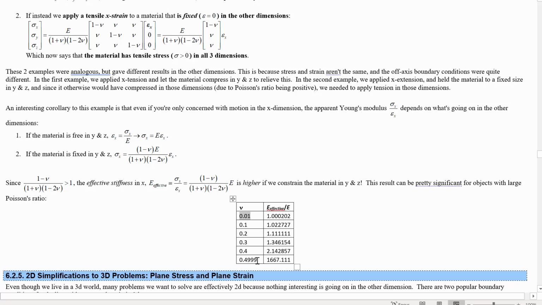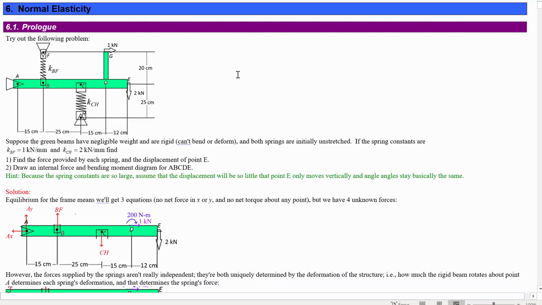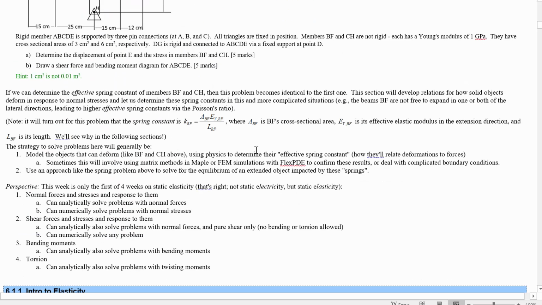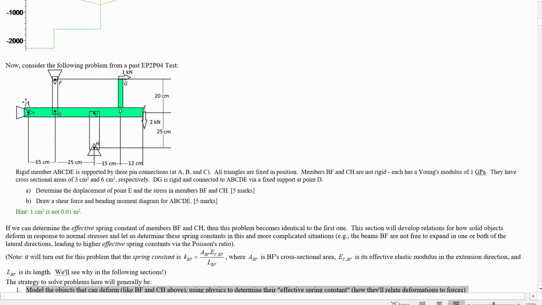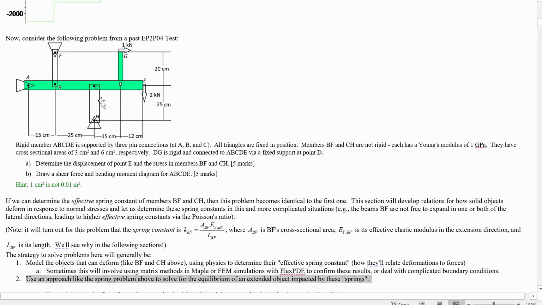What's going on in Y and Z will affect what's happening in X. This idea of effective stiffness is useful for figuring out the effective spring constant and points out how we can have complicated relationships for that depending on what's going on in Y and Z. So remember at the beginning, the introduction to what we're doing this week is to first figure out the effective spring constant of the beams that are supporting our main beam, and then use geometry and statics to figure out how this thing is going to be moving.